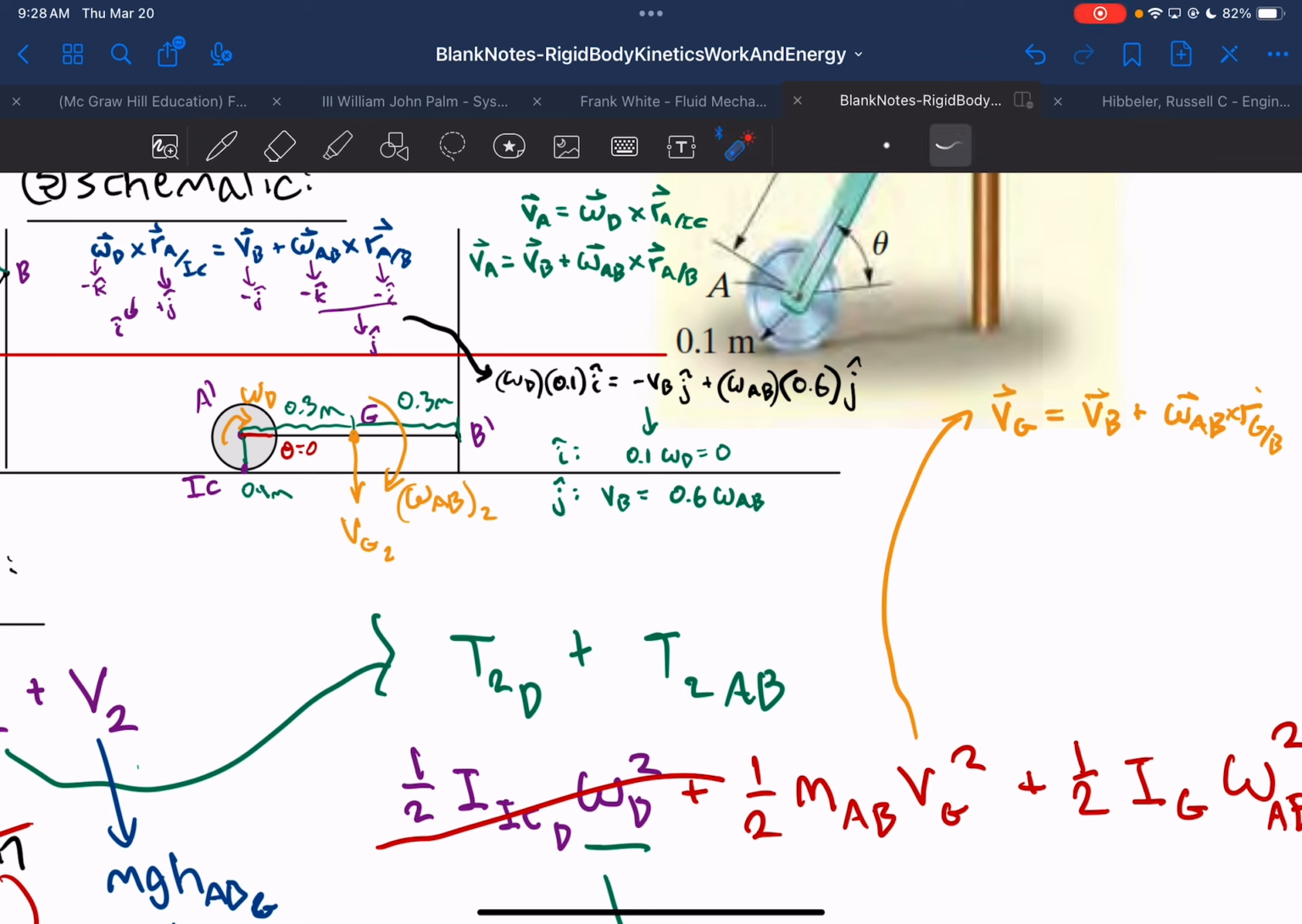What direction is VB acting in? Negative J. What direction is omega AB acting in? Negative K. What is the position vector to G with respect to B? Negative I. What is negative K cross negative I?